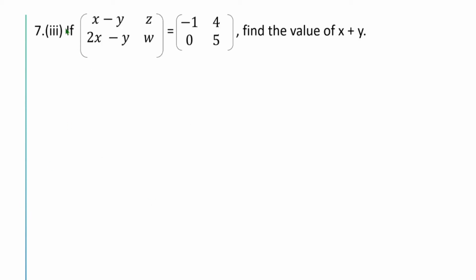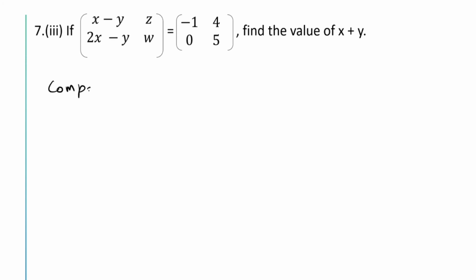Next question, if the matrix x minus y, z, 2x minus y, w is equal to minus 1, 4, 0, 5, find the value of x plus y. So here we have to find the value of x plus y. If we compare the elements in the first column of the two matrices, if we solve those two, we will be able to get the value of x and y, and from that we can find the value of x plus y.